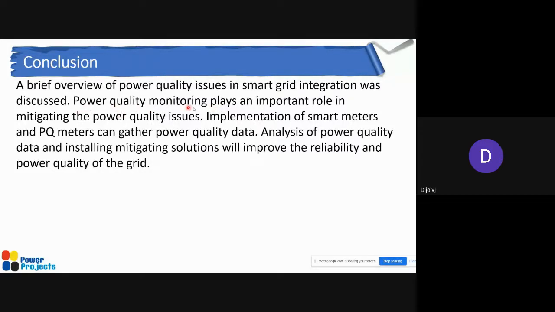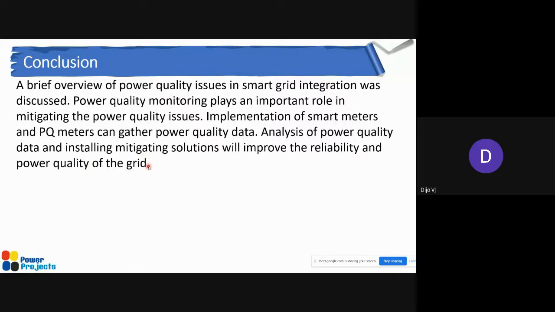So this is a very important requirement to make the power system one with more quality, to know where power quality is lesser, and to go with some mitigating solutions. So definitely the implementation of smart meters or PQ meters can gather power quality data. Analysis of power quality data and installing mitigating solutions will improve the reliability and power quality of the grid.